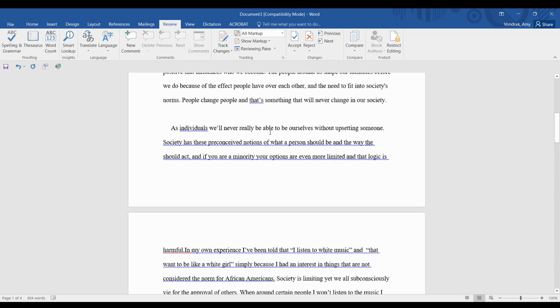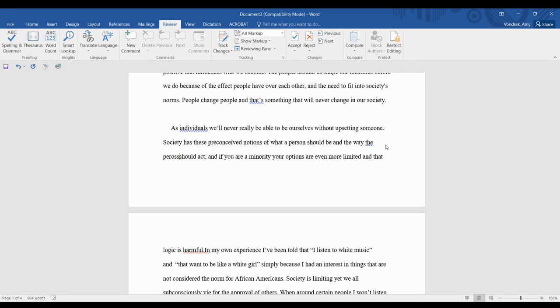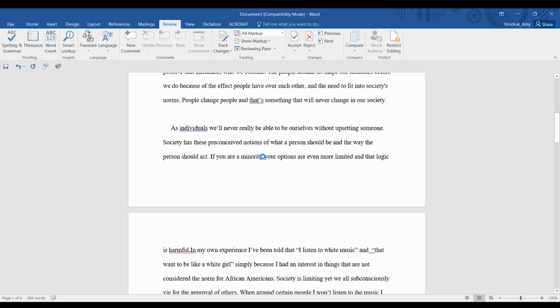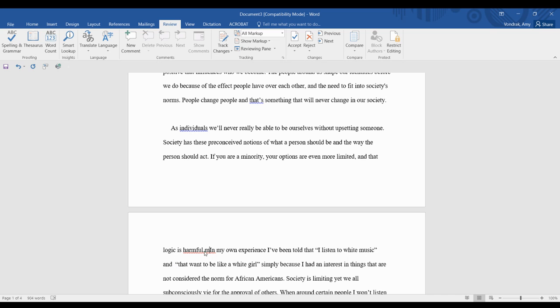As individuals, we'll never really be able to be ourselves without upsetting someone. Society has these preconceived notions of what a person should be, and the way, look, I need to add person there, person should act. And if you are a minority, your options are... the blue line underlining is telling me something is wrong here. Society has these preconceived notions of what a person should be and the way the person should act. If you are a minority, your options are even more limited, and that logic is harmful.